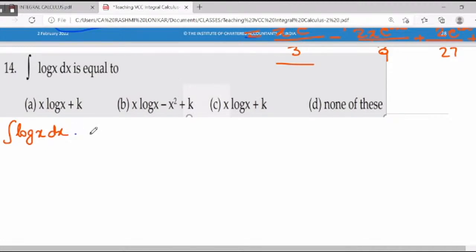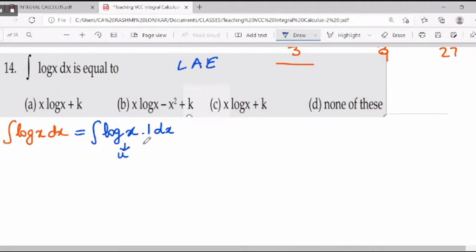Here we don't have to solve it and show, but I will solve it and show it to you. The rule is LAE. Logarithmic is first. We will be using integration by parts. So I'm going to write this as log x into 1 dx, so this becomes my u and this becomes my v.